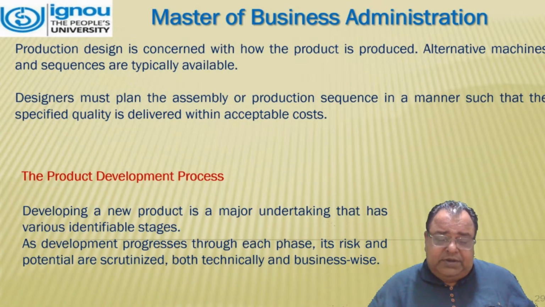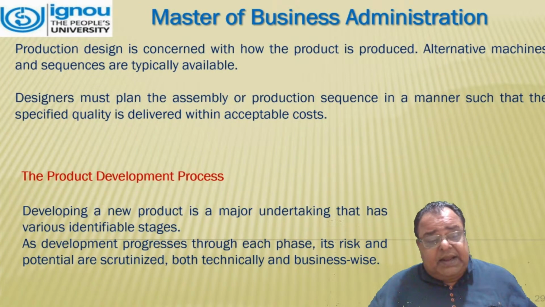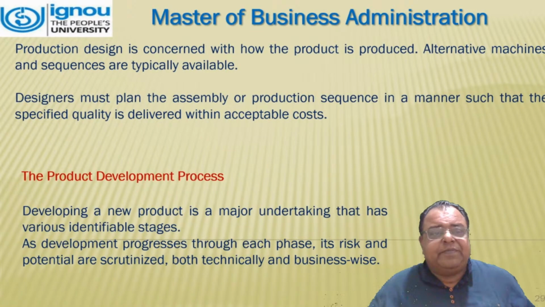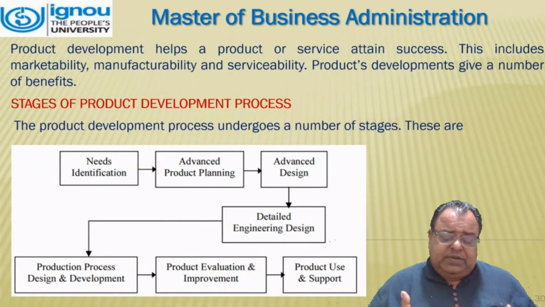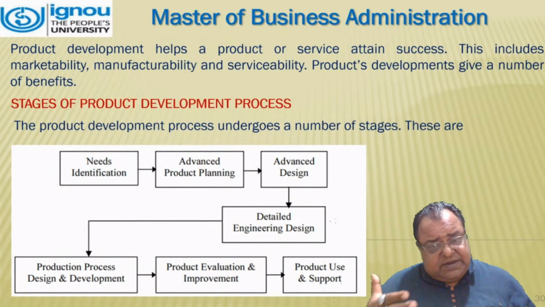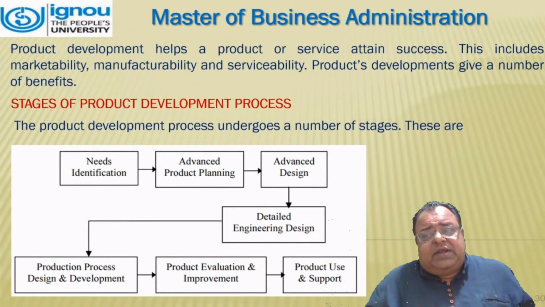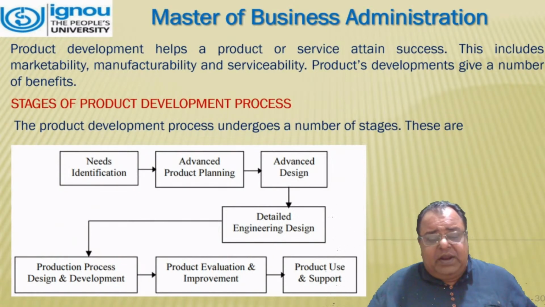The product development process. Developing a new product is a major undertaking that has various identifiable stages. As development progresses through each phase, its risk and potential are scrutinized, both technically and business-wise. Product development helps a product or service attain success. This includes marketability, manufacturability, and serviceability. Product development gives a number of benefits. Now the question is, what are the stages of the product development process?